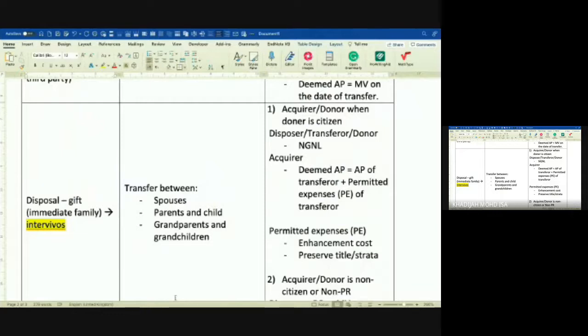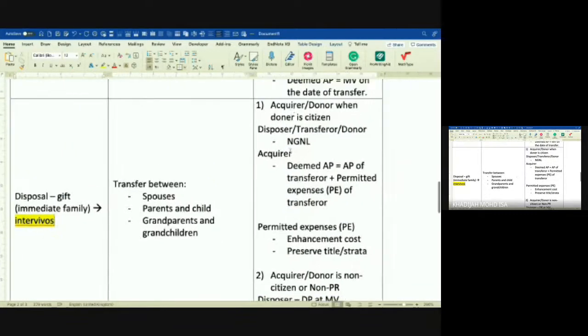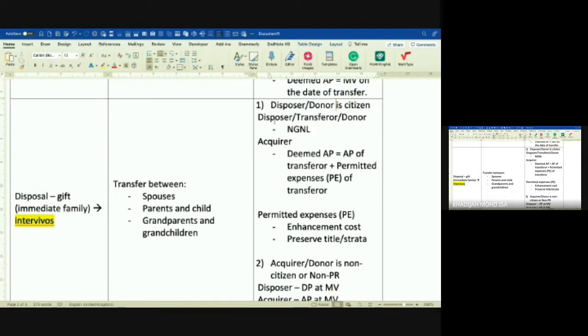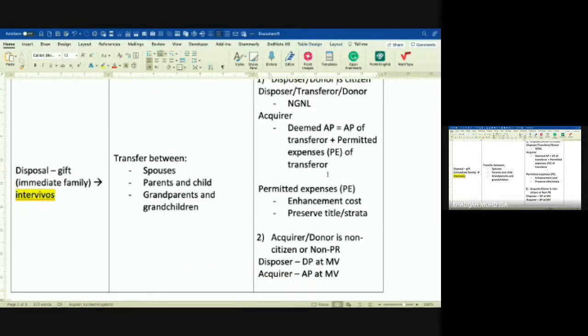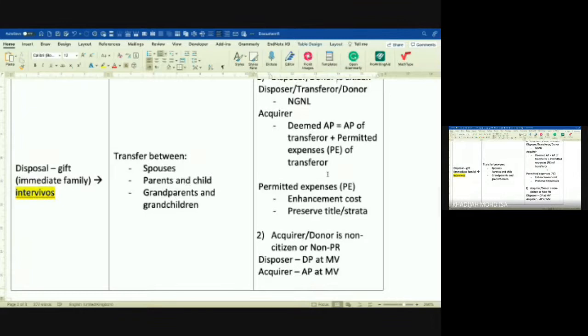But there are two scenarios. Whenever the disposer or the donor is a citizen, to the disposer it is a no gain, no loss. But to the acquirer, the acquirer is deemed to acquire the property at the acquisition price of the transferor plus the permitted expenses incurred by the transferor. Permitted expenses, or PE, are the enhancement costs and any cost incurred in preserving the title or strata. All right, let's go back.